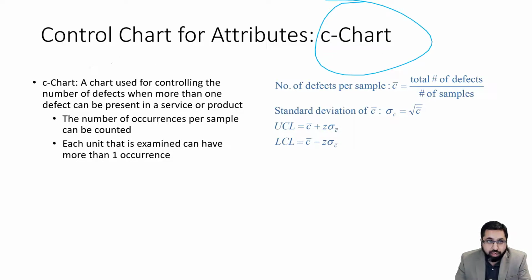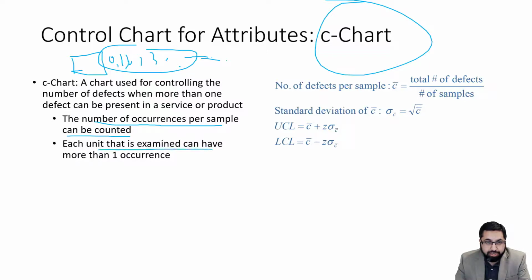Control charts have to do with count data, right? And count data means each unit you examine can have 0, 1, 2, 3, or as many defects as possible. The number of occurrences per sample can be counted. Each unit that is examined can have more than one occurrence. So it's not 0 and 1 per unit. Each unit could give you more than one defect.